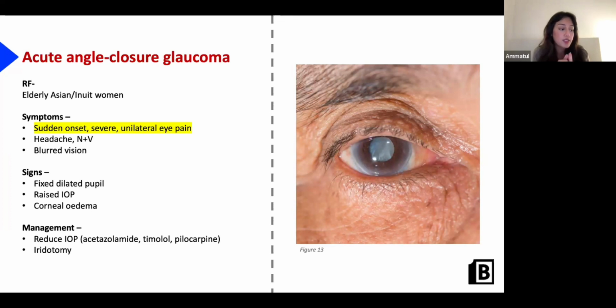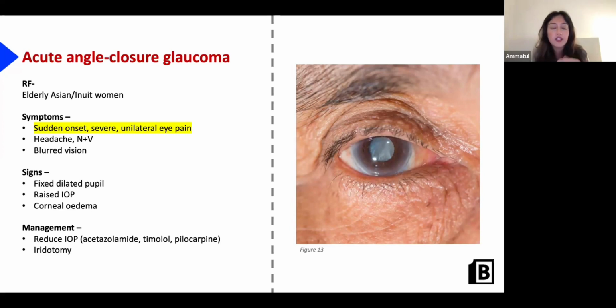You can use topical beta blockers, such as timolol. You can also use topical alpha-2 agonists, such as brimonidine, or both, which will decrease aqueous humor formation. Or you can use topical cholinergics, such as pilocarpine, which induces pupillary constriction, which widens the angle.